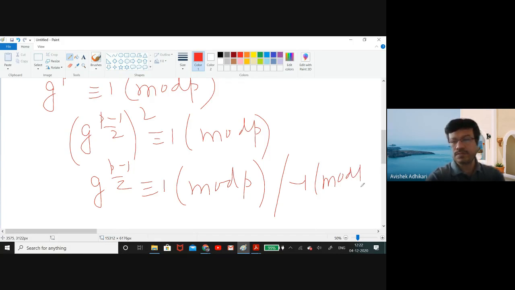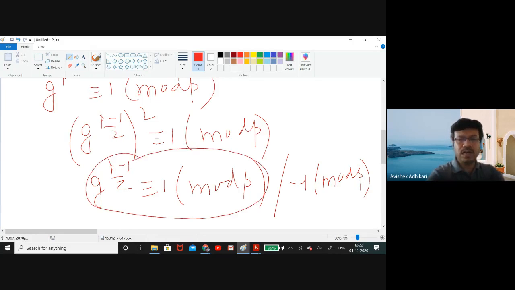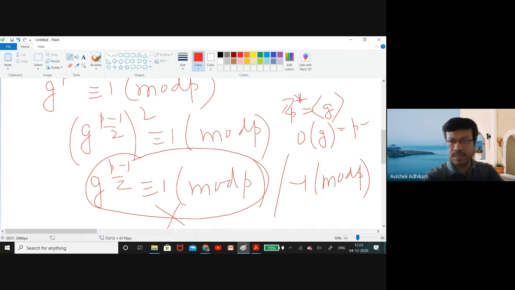Now can somebody tell me why this case will not happen? Yes, the order of G is P minus 1, exactly. See, G is a generator of which group? G is the generator of this group. So what is the order of this element G? It has to be the order of the group, that means P minus 1. If this is 1, then what will be your conclusion?